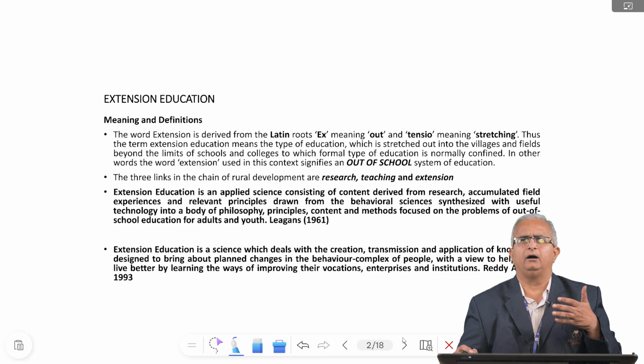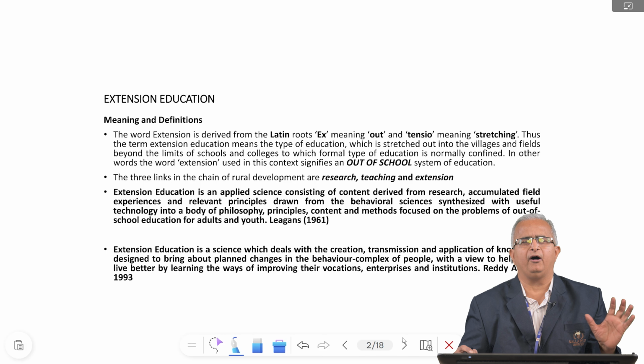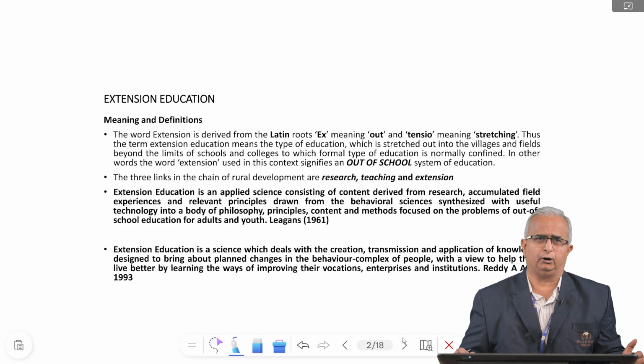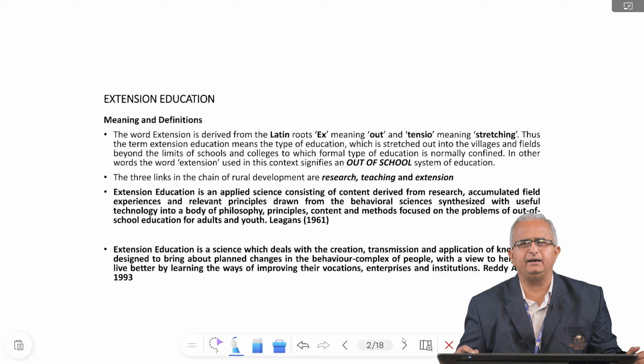There are various definitions regarding extension education, but comprehensively two definitions we can list out. The first definition was given by Dr. J. Paul Leagans: extension education is an applied science consisting of content derived from research, accumulated field experiences and relevant principles drawn from the behavioral sciences synthesized with useful technology into a body of philosophy, principles, content and methods focused on the problems of out-of-school education for adults and youth.